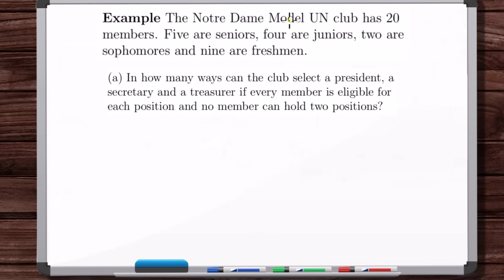The Notre Dame Model UN Club has 20 members. 5 are seniors, 4 are juniors, 2 are sophomores, and 9 are freshmen. In how many ways can the club select a president, a secretary, and a treasurer if every member is eligible for each position and no member can hold 2 positions? So a president, a secretary, and a treasurer.